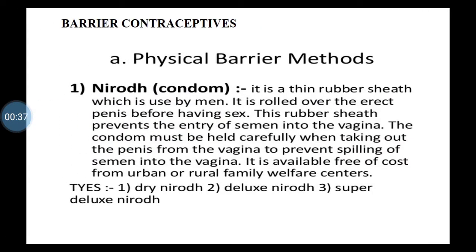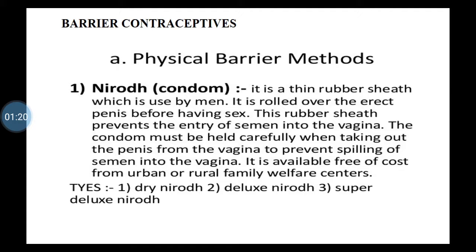Now continuing with the family planning methods, the two major categories were temporary methods and permanent methods. In temporary methods, natural methods we have covered. Today we will concentrate on the barrier contraceptives. Barrier contraceptives are also called mechanical contraceptives. These are used either to physically block the union of sperm and ovum, or they can be chemically inactivated also. Regarding chemical contraceptives we will discuss later on.